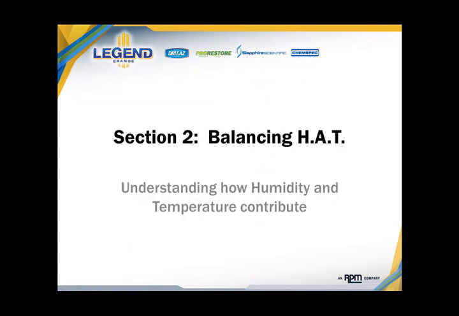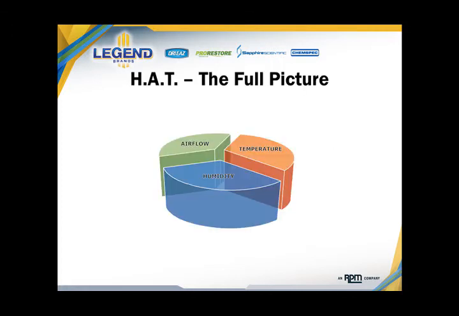Now that we've taken a review of the discussion we had in the first webinar on air movement, let's broaden the discussion to humidity and temperature. In any drying environment, there must be a balance of humidity, airflow, and temperature to support the drying process. Any one of these components missing will ensure that damage occurs, not drying, throughout the restoration project.